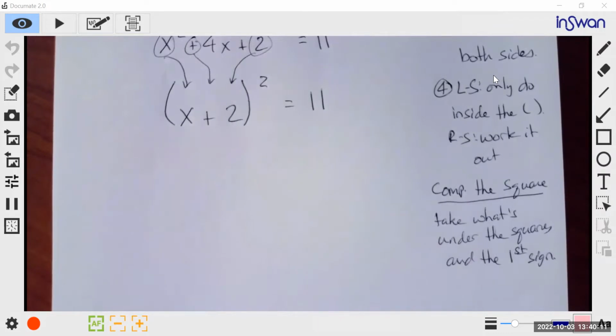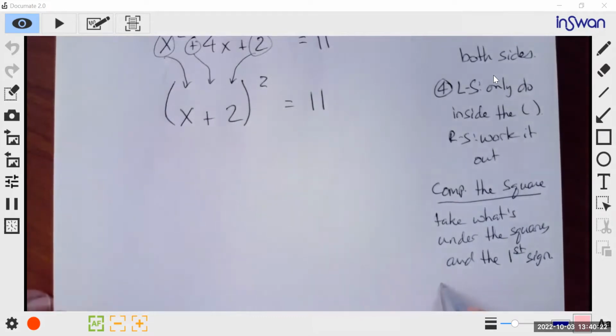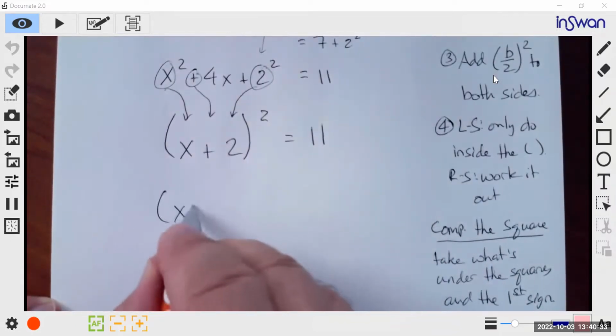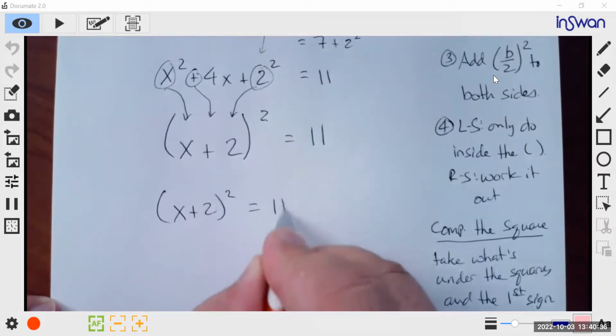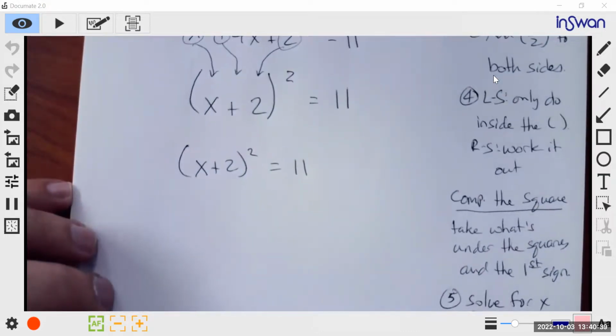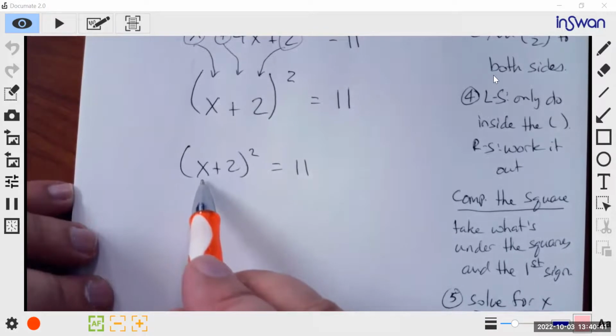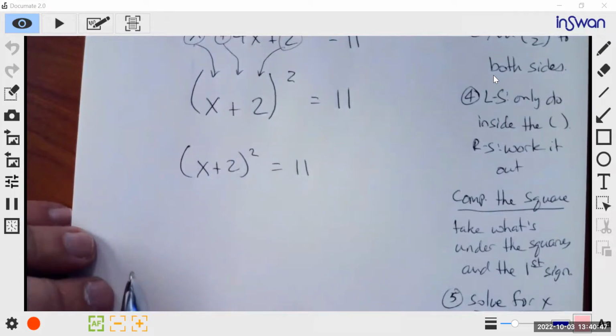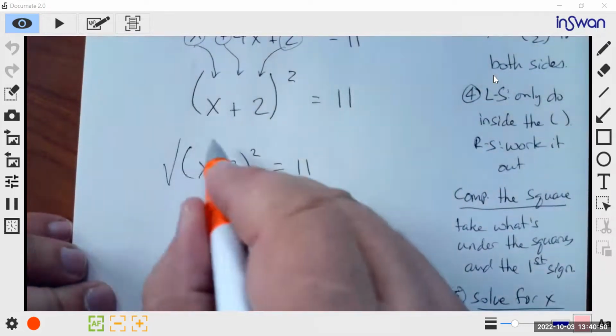Now, we can go on further and solve this, or we can find the vertex here. Since we're solving these, let's go ahead and solve it. Solve for x. What do you have to do first? We have x plus 2 squared equals 11. Since we're going to try to get the x, what do we have to get rid of? Well, how do we get rid of the square? Square root both sides.